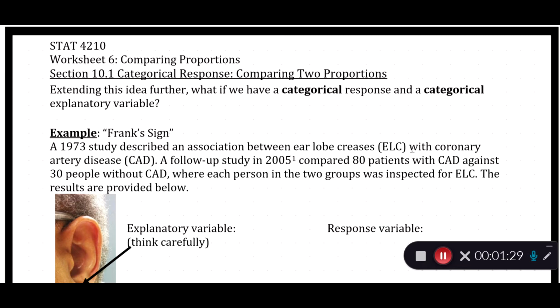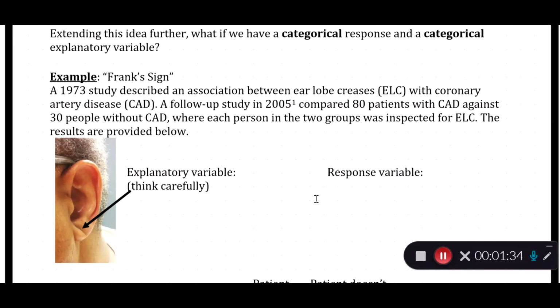So for this example, a 1973 study described an association between earlobe creases, ELC, with coronary artery disease, CAD. A follow-up study in 2005, and if you're interested, I have a footnote with the reference, compared 80 patients with CAD against 30 patients without, where each person in the two groups was inspected for earlobe crease. The results are provided below. This is called Frank's sign because it was a Dr. Frank who first identified this possible association in 1973.